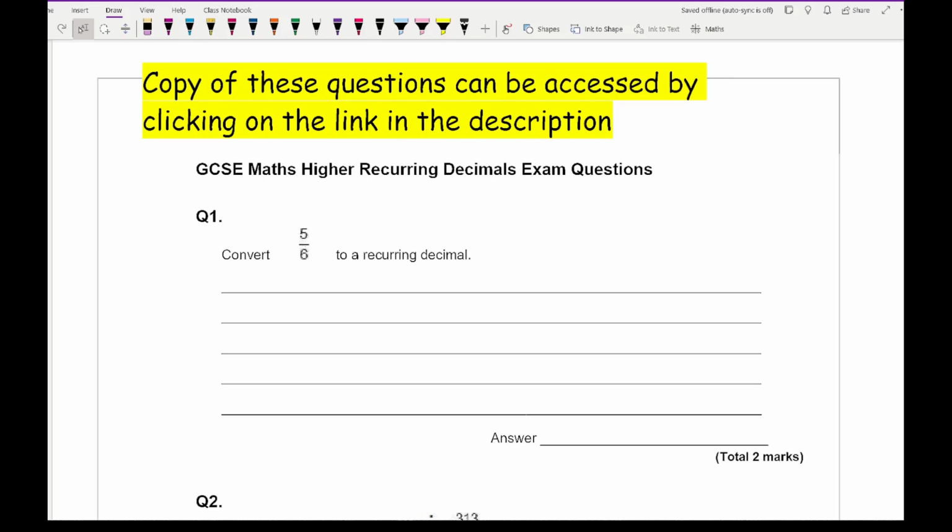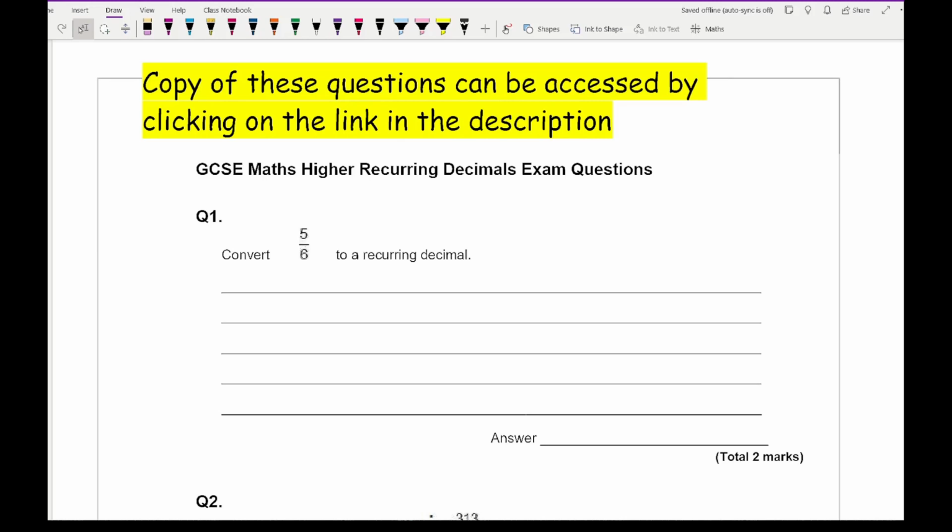Now you will notice that a lot of these questions are very similar to the practice questions, because there really isn't much variety you can get when working with these questions, but sometimes they can carry a few extra marks depending on if there's a little extra thing that you need to do, like simplifying or working with multiple recurring decimals. So let's have a look at question 1.